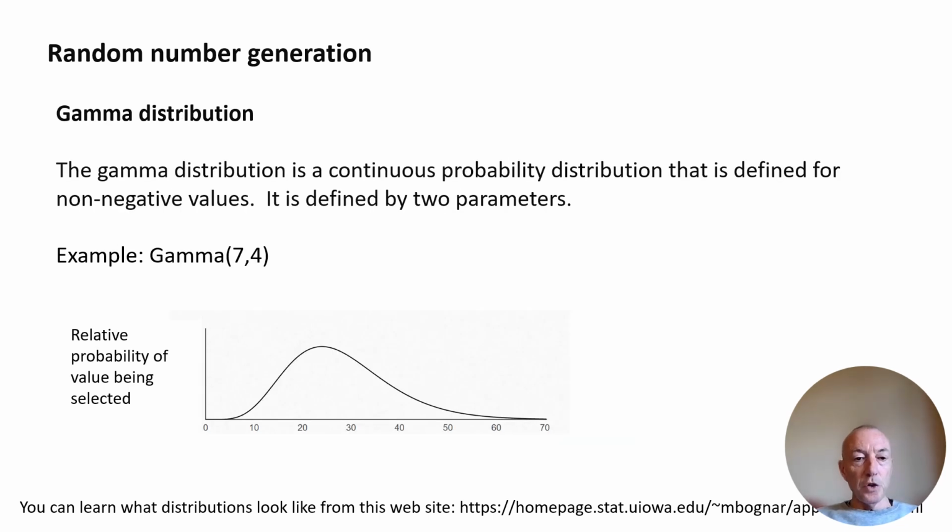And then there's the gamma distribution. This is a continuous probability distribution that's defined for non-negative values, so it can be values above 1 as well. It's also defined by 2 parameters. Here I'm just showing you what it looks like, the relative probability of each value being selected, with the values 7, 4. You can see here, for example, that the value most likely to be selected is somewhere between 20 and 30, but for values as high as 60, there's a small chance that when you take a random sample you'll get a value of 60.